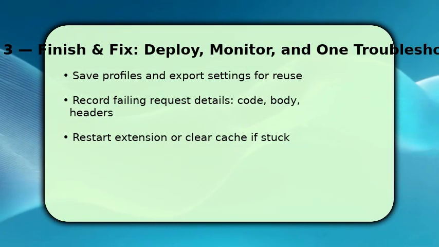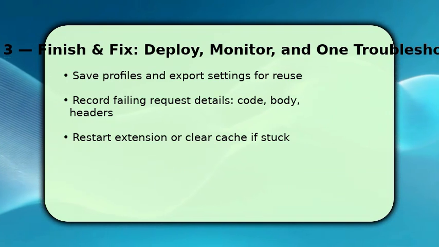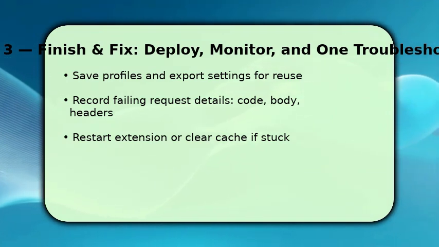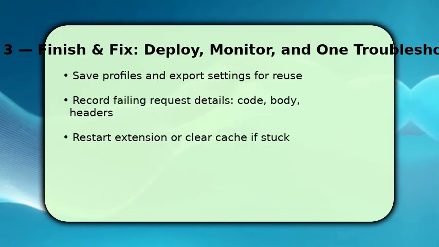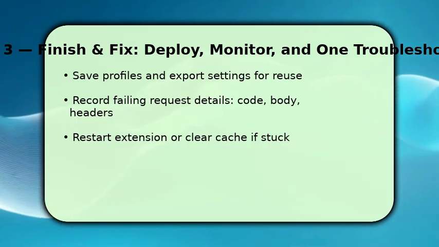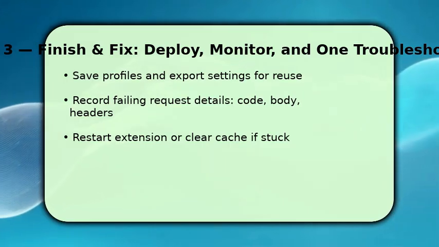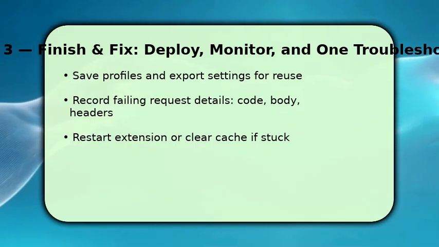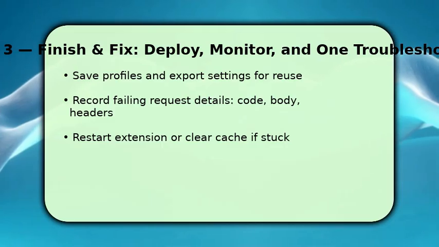You're finishing by saving your request profiles and export settings so you can reuse them. Then run the full request workflow you plan to automate. Check request bodies, auth flows, and response parsing. If something breaks, collect the failing request details, status code, response body, and headers so you can debug. As a key tip, restart the extension or clear its cache if it hangs. This often resolves permission or stale credential issues quickly, and then retry the same request.